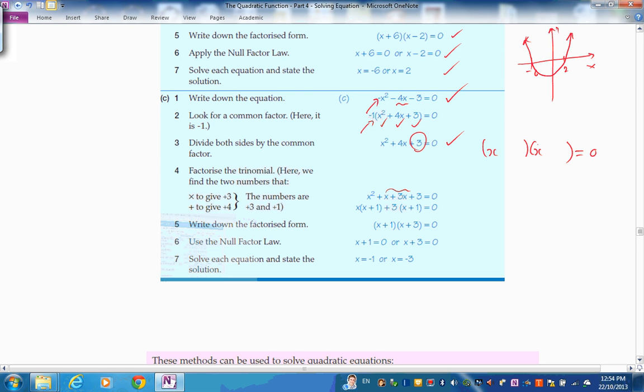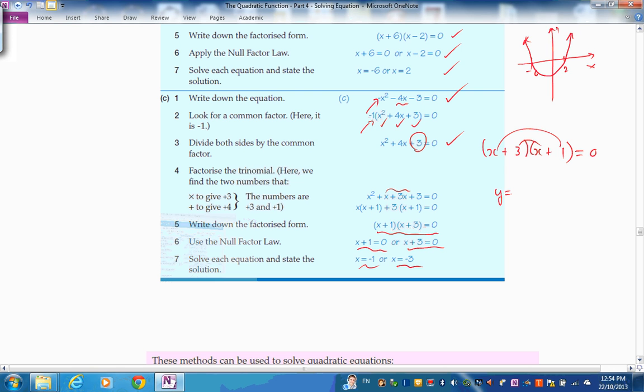Two numbers multiplied together give 3. That's an easy one: 3 and 1. Plus 3 and plus 1. We'll check all the products, it works. Then either come down here now, got that, x plus 1 is naught, or x plus 3 is naught. So x is neg 1 or neg 3.